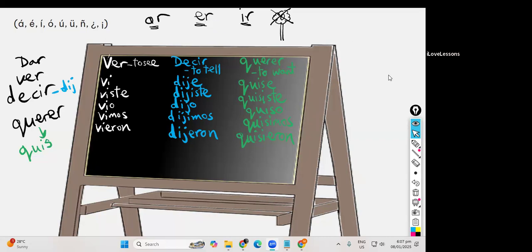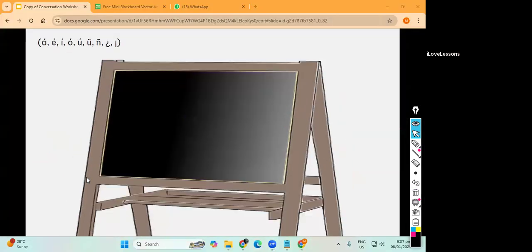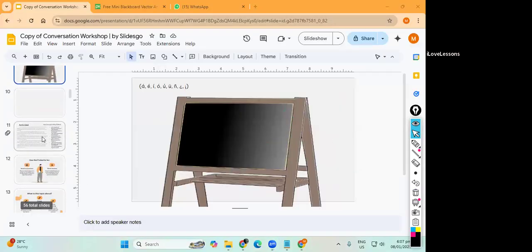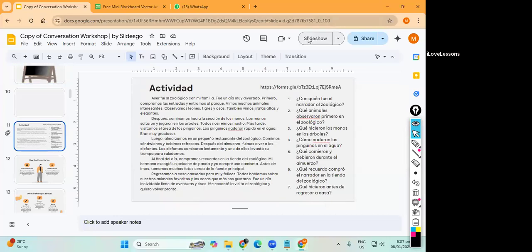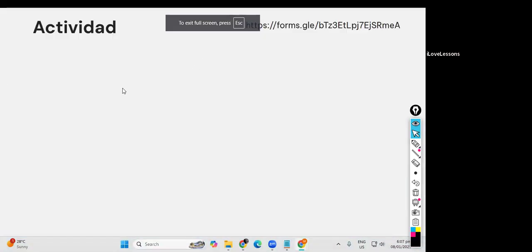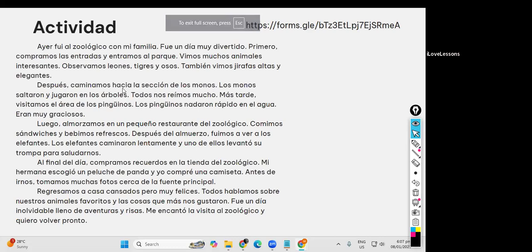Now, let's talk about homework, right? Okay, so homework is this comprehension passage here. And it is about a trip to the zoo.